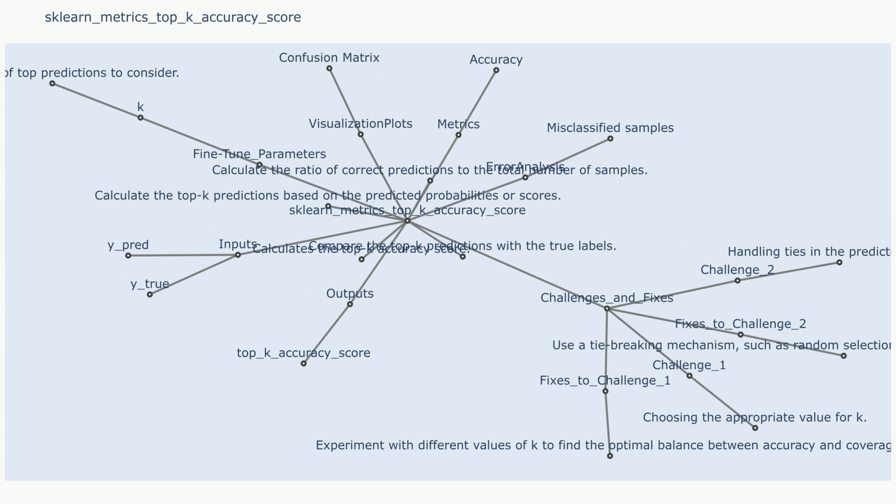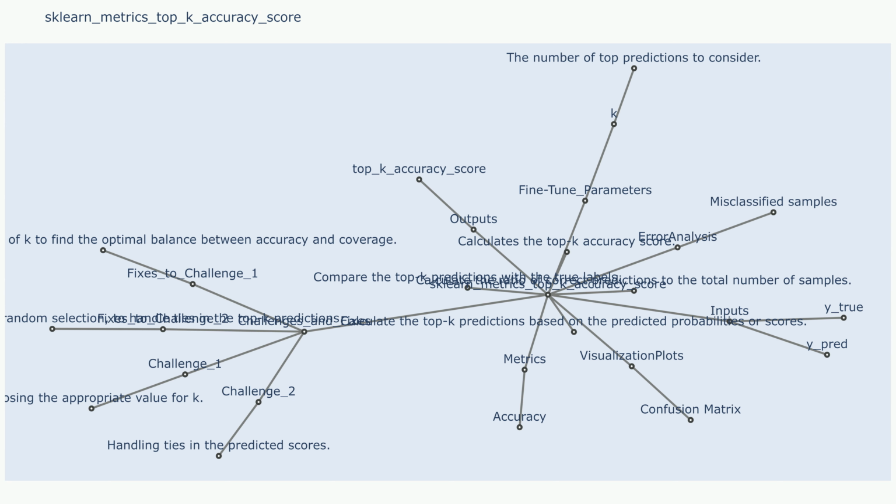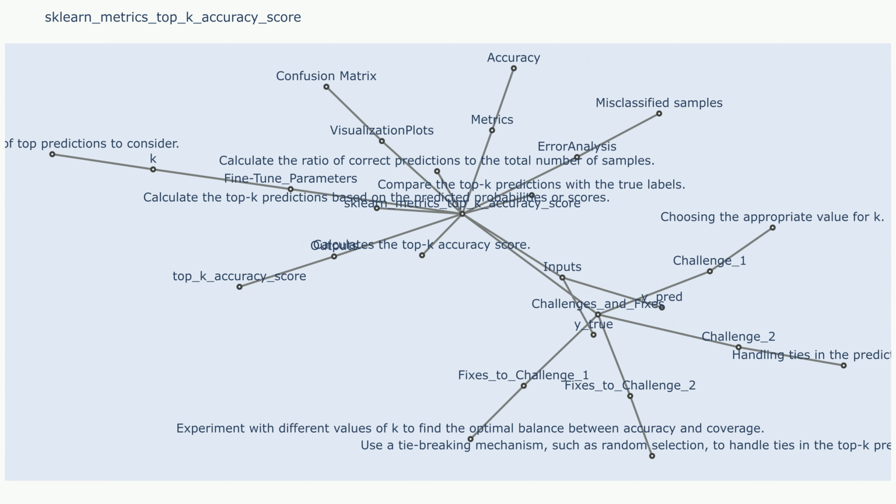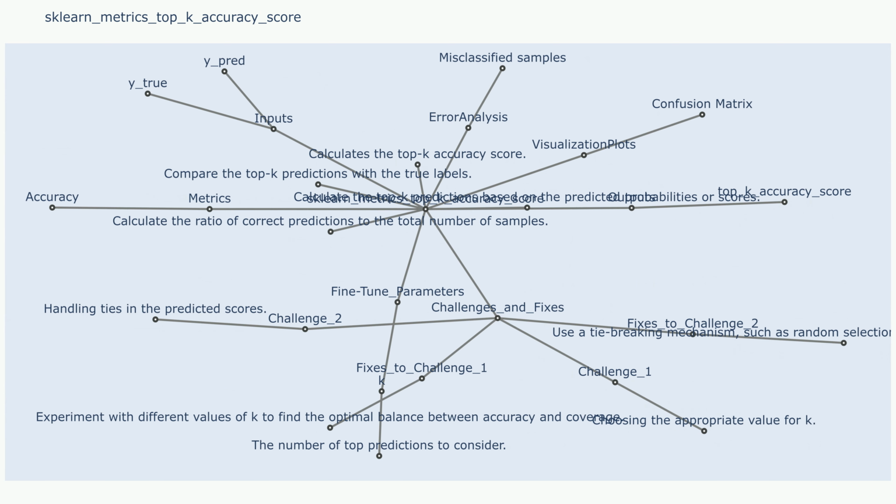Challenges and fixes. Challenge 1. Imbalanced class distribution. If the dataset has a significantly imbalanced class distribution, the top-k accuracy score may be misleading. Sample use case that resulted in challenge 1. A dataset with 90 samples belonging to class A and 10 to class B. A classifier that always predicts class A might achieve a high top-k accuracy, even if it fails to correctly identify class B.